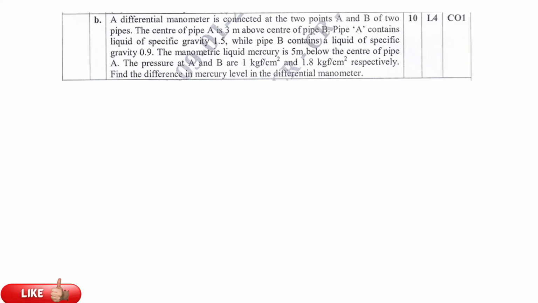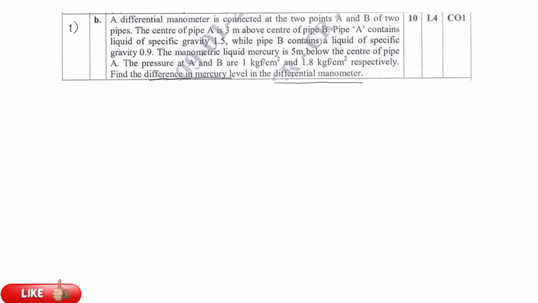Question number 1B. Differential manometer is connected at 2 points A and B of two pipes. The center of pipe A is 3 meter above center of pipe B. Pipe A contains liquid of specific gravity 1.5 while pipe B contains a liquid of specific gravity 0.9. The manometric liquid mercury is 5 meter below the center of pipe A. The pressure at A and B are 1 kgf per centimeter square and 1.8 kgf per centimeter square respectively. Find the difference in mercury level in the differential manometer.